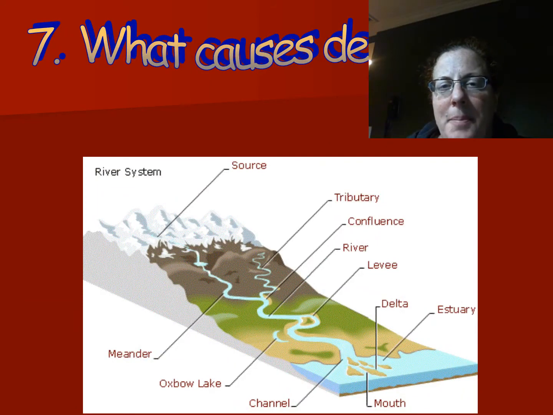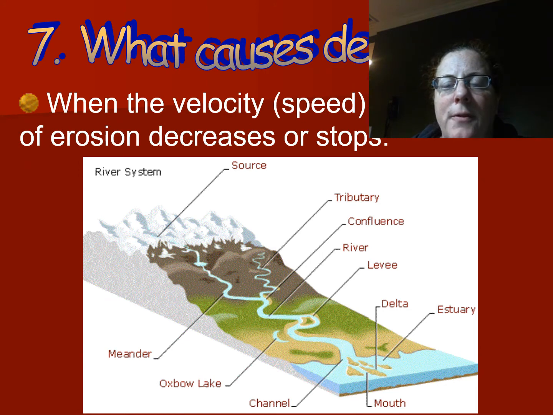So what causes deposition? Why does deposition occur? Deposition occurs when the velocity or speed of whatever's carrying the sediment stops or decreases. So as soon as that water, wind, or waves slow down or stop moving, everything it's carrying will also stop moving.